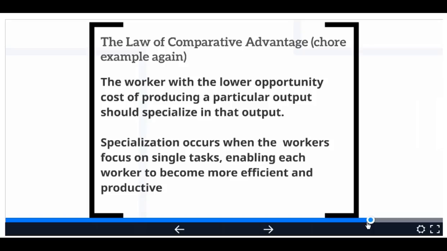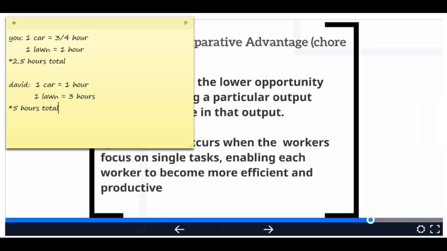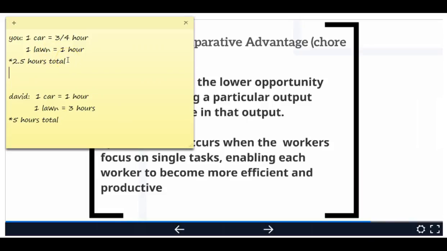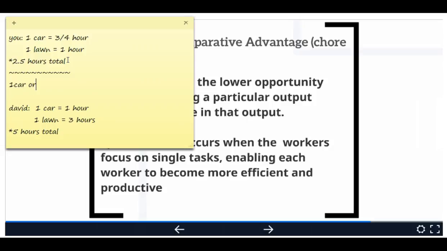Specialization occurs when the workers focus on single tasks, enabling each worker to become more efficient and productive. Okay, let's pull that sticky note up again and take this a little bit further. So, what is your opportunity cost of washing each car? In the 45 minutes it takes you to wash a car, you could instead mow 3/4 of the lawn. So you can do 1 car or 3/4 of a lawn, right?